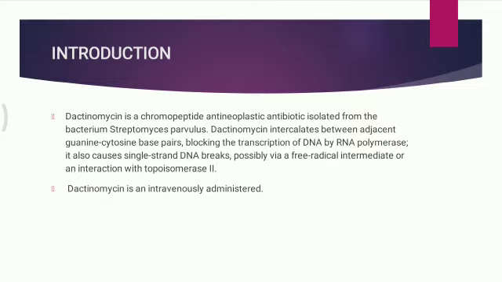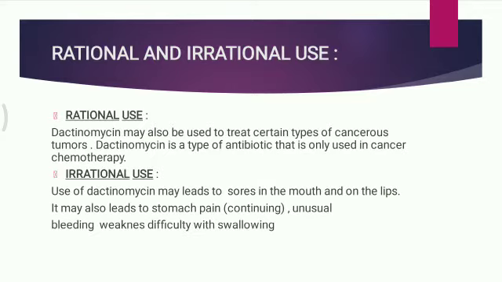It is isolated from the bacterium Streptomyces parvullus. It intercalates between adjacent guanine-cytosine base pairs, blocking the transcription of DNA by RNA polymerase. Rational use of dactinomycin is to treat certain types of cancerous tumors. Dactinomycin is a type of antibiotic that is used only in cancer chemotherapy. It works by slowing or stopping the growth of cancer cells in the body.